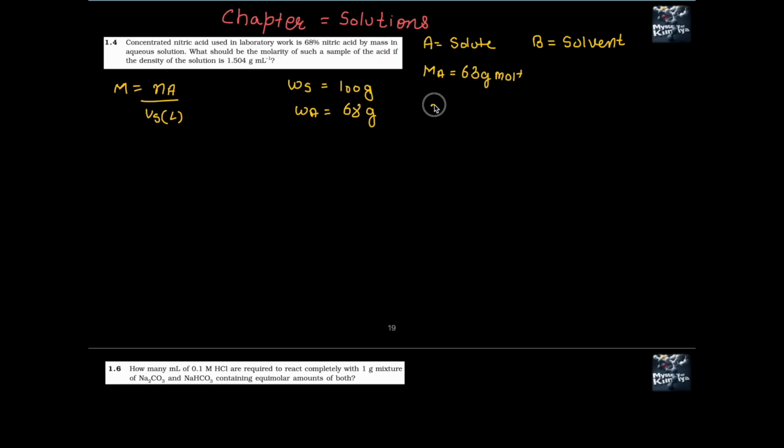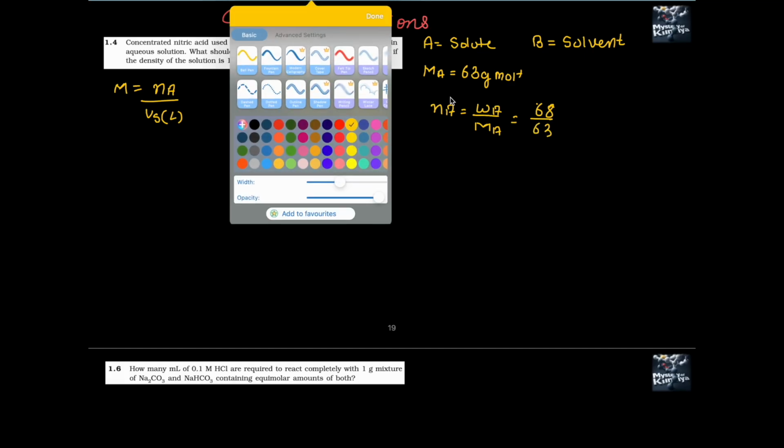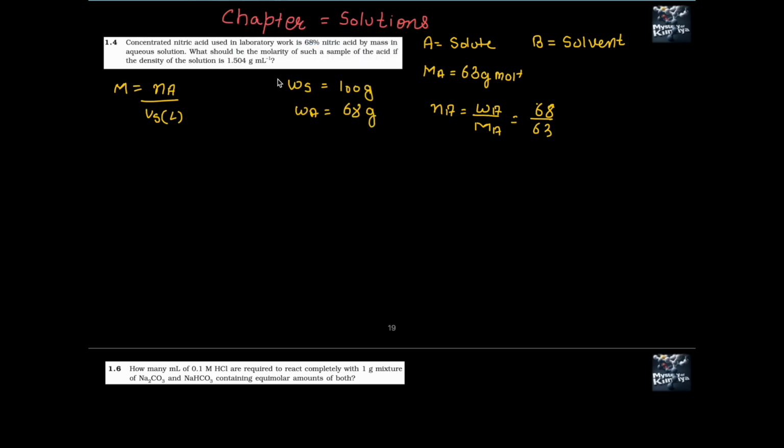So from this we can find out the moles of A. Moles of A would be the weight of nitric acid divided by the molar mass of nitric acid. It would be 68 by 63. This is the moles, right? Next we can find out the volume of solution, because we know the weight of solution, which is 100 gram, and the density is given.